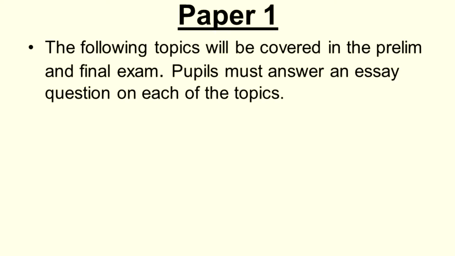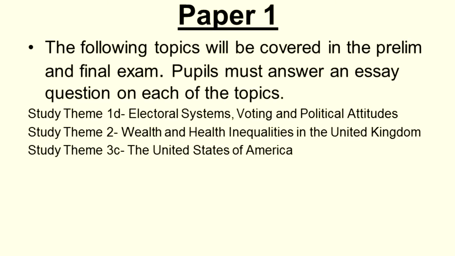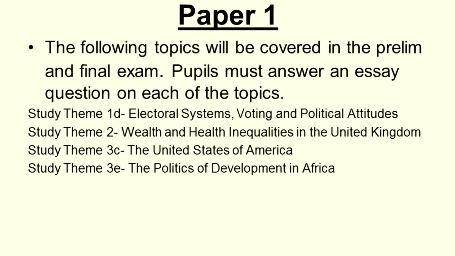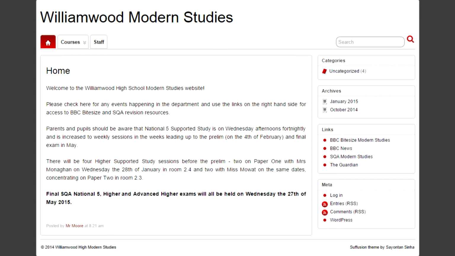In Paper 1, we as a school do 4 topics, and obviously it's very important when revising that pupils concentrate on those 4 topics. They are electoral systems, voting behaviour and political attitudes, wealth and health, the United States of America, and the politics of development in Africa. There are a number of key areas of revision that pupils should follow. They have checklists at home, and they can also find areas for revision on the website.